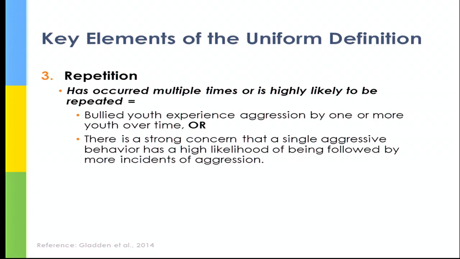So the question is raised, what if there's a one-time occurrence? Well, according to the CDC, a single incident can be considered bullying if there's a strong likelihood that it will be followed by more like it. So, in other words, just because bullying is typically repeated over time doesn't mean that a one-time occurrence can't be bullying or that adults should wait for a pattern to emerge before responding.